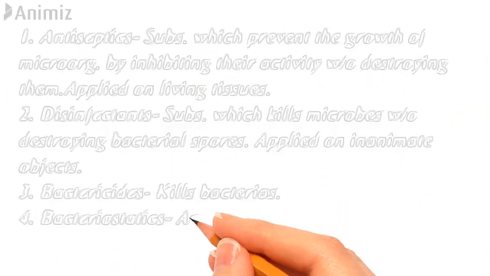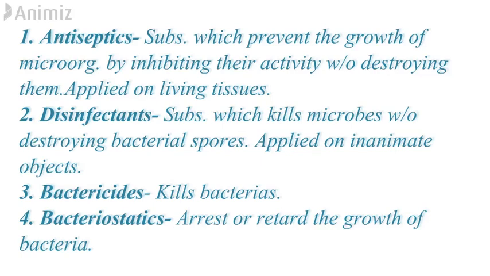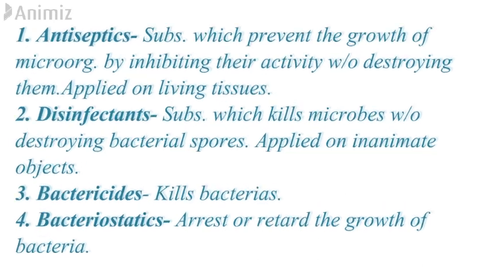Now let's have a look at some confusing terms which sound similar but have different meanings. Like antiseptics, they are substances which prevent the growth of microorganisms by inhibiting their activity without destroying them. They are applied on living tissues. Disinfectants, which are substances which kill microbes without destroying bacterial spores, and they are applied on inanimate objects. Bactericides, which kill bacteria, and bacteriostatics, which retard the growth of bacteria without killing them.